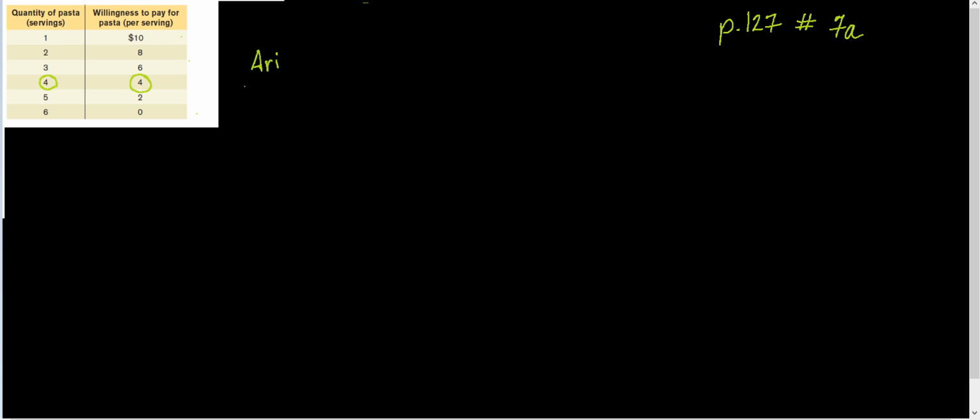Well, that's pretty straightforward looking at the table. And I've circled it. At $4 per serving, Ari is buying 4 servings. And so the answer to the first part of part A is 4. Not $4, but 4 servings. He would buy 4 servings if each one was priced at $4 per serving.